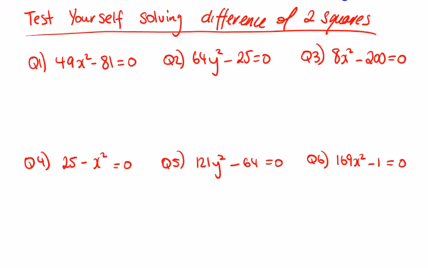Okay, here's 6 questions to test yourself with. Solving difference of two squares. Pause the video, try the sums. So the solutions. 7x minus 9 by 7x plus 9. Doesn't matter which one has the plus and which one has the minus. So the solution here is x is equal to the 9 over the 7 with the sign changed, and the 9 over the 7 with the sign changed.